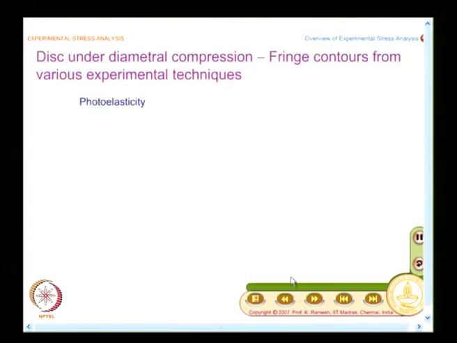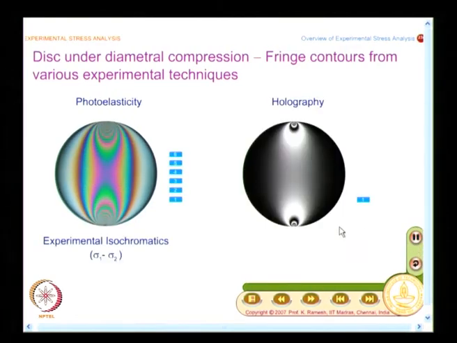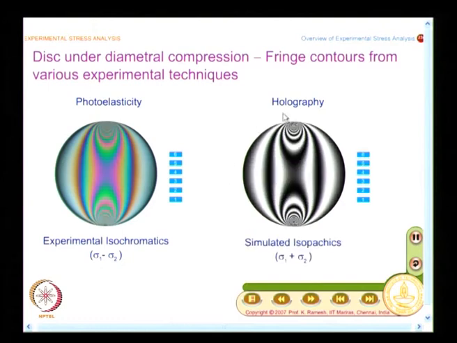Now, what we will look at is the circular disk under diametral compression, a benchmark problem in photoelasticity. So, we will see the photoelastic contours and we will also see another set of an experimental arrangement where you get contours of sigma 1 plus sigma 2. In photoelasticity you get contours of sigma 1 minus sigma 2, and I said one experimental technique will not give all the information. Suppose I want to find out information of individual stress components.